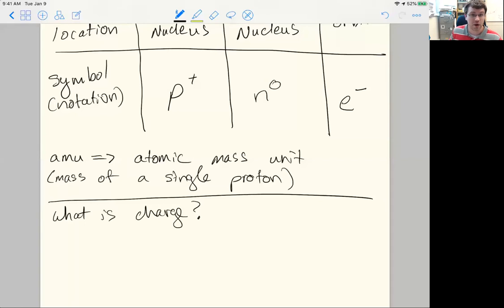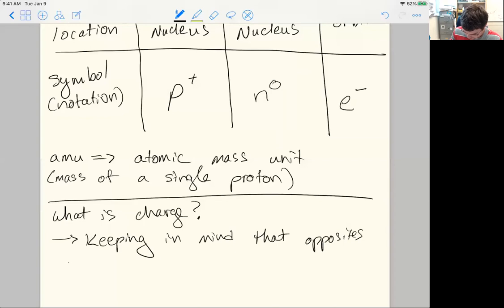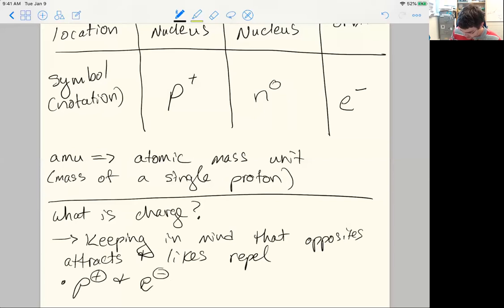So charge tells us that protons are attracted to electrons, but protons are also repelled by other protons. So it's this fundamental physical property of, in the case of charges, opposites attract and likes repel. So that's what a charge really is. Keeping in mind that opposites attract and likes repel, what charge tells us is that the proton and electron have opposite charges. Sometimes I like to circle the plus and minus on the proton and electron just to make sure that we can tell that the negative on the electron is actually a negative and not just a line that we accidentally drew.